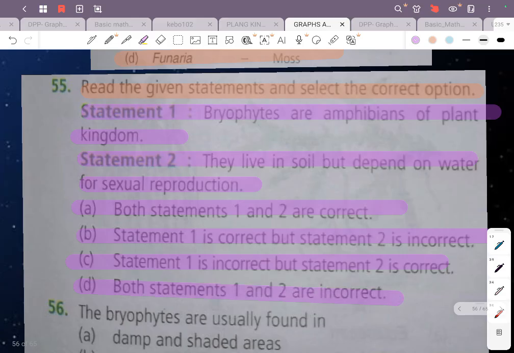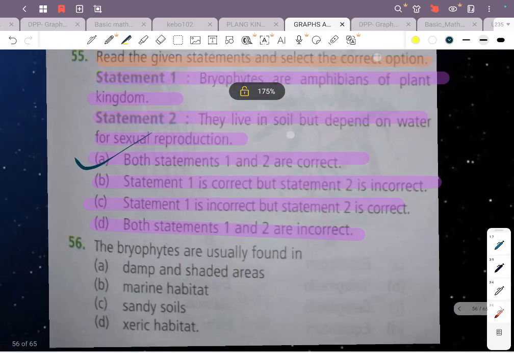Now, bryophytes definitely are referred to as amphibians of the plant kingdom, so that makes statement 1 correct. And if we talk about statement 2, is it because they live in soil and they're dependent on water for sexual reproduction? Yeah, that's true as well. So both statements 1 and 2 are absolutely correct, and option A becomes our absolutely correct answer, right? So we go with option A. Okay, moving on to the next question.